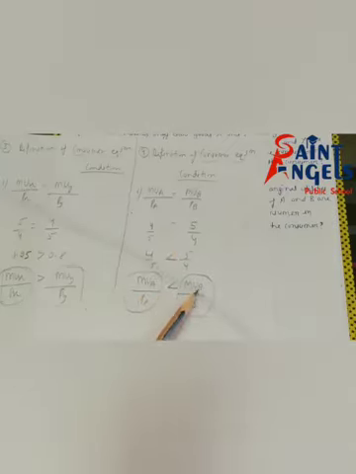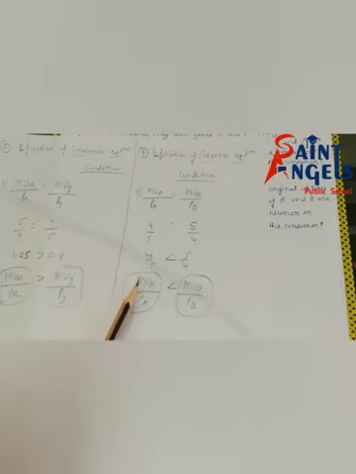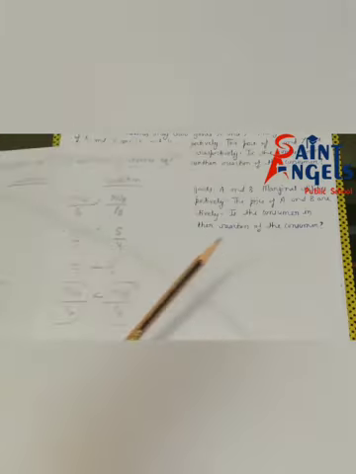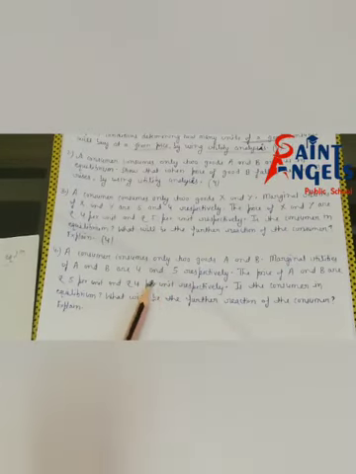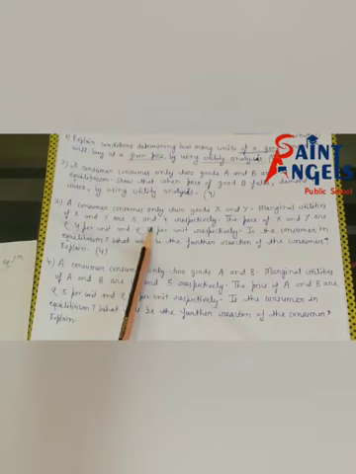This leads to decrease in MU of good B. This process will continue till MUA upon PA is equal to MUB upon PB. I hope all of you have understood how you will solve this type of question and this type of question.